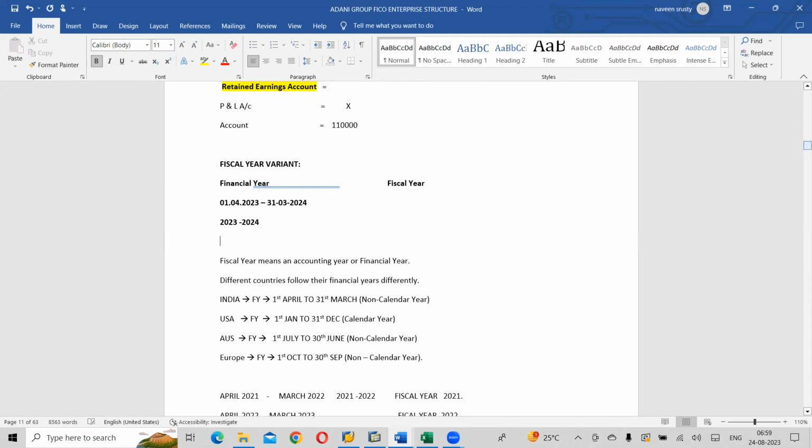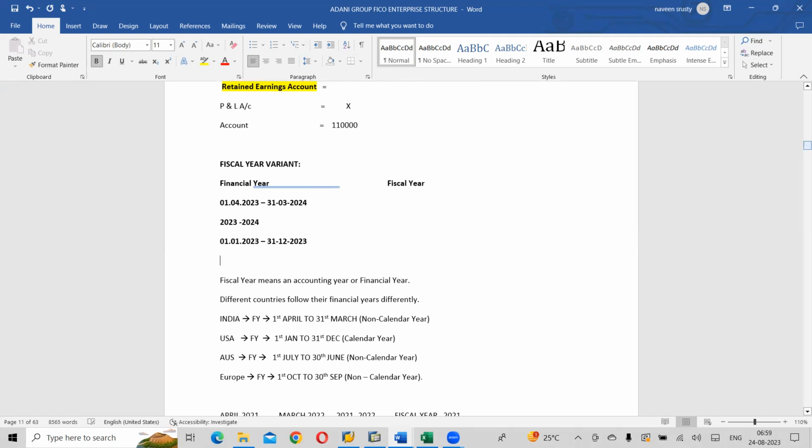And what is the US financial year? 1st January to 31st December 2023. So here they will call their financial year 2023.